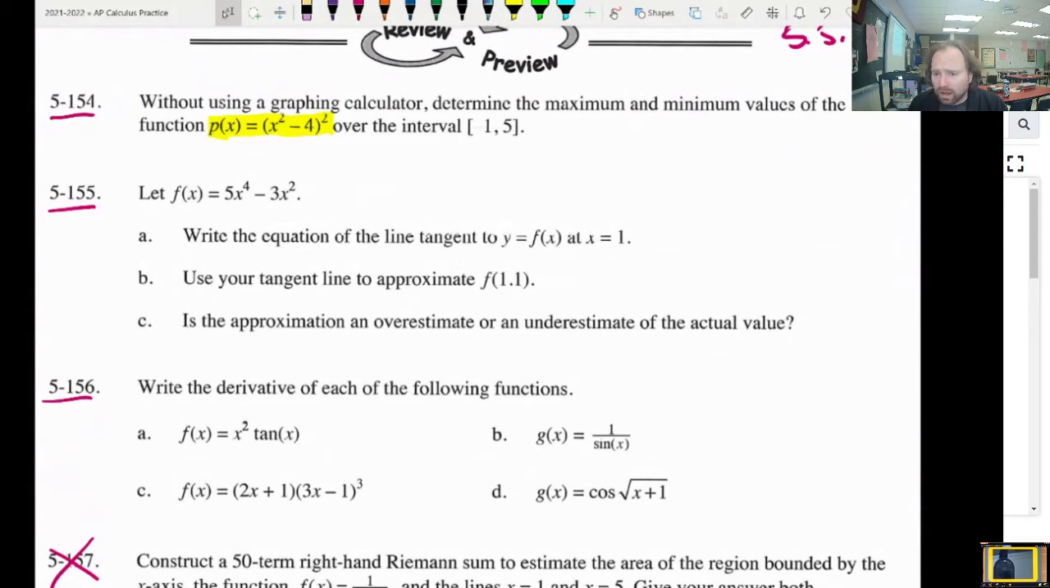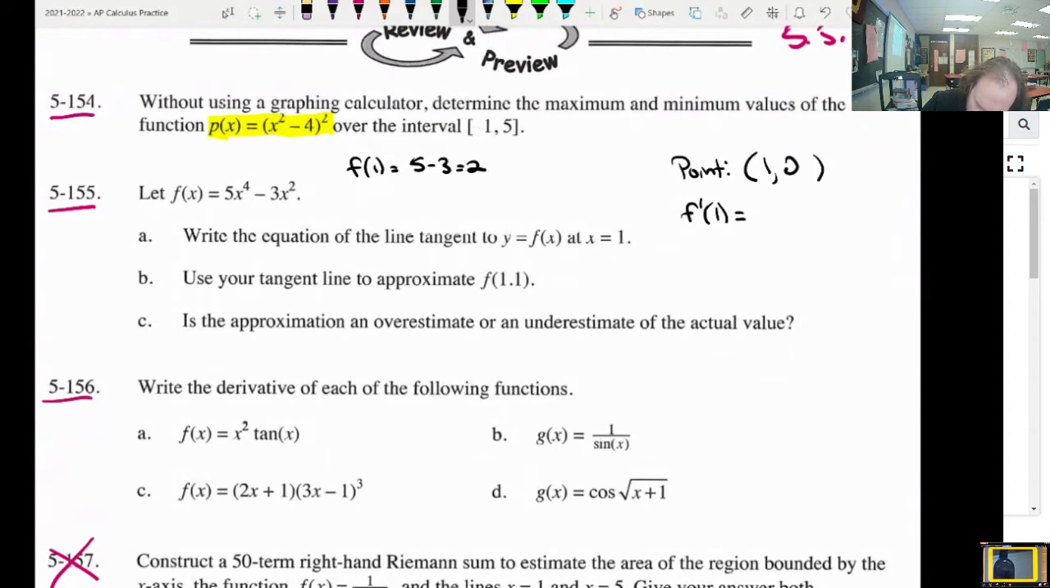So basically the process goes like this. We know that the point is going to start with 1. We need to figure out what the point is. And that point is going to be 1 and then whatever the f of 1 is. And then we also need to figure out the slope, in other words, f prime of 1. So first of all, we need f of 1, which in this problem is going to be 5 minus 3, which is 2. So we know that the point (1, 2) belongs on this graph. f of 1 equals 2.